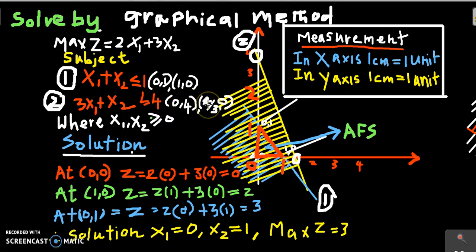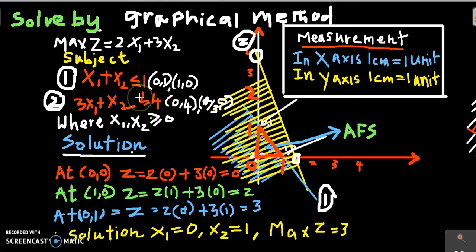With these 2 points, I can draw a straight line on the graph. The first point is 0, 4: 0 on the x-axis, 4 on the y-axis. The second is 1.33 on the x-axis, 0 on the y-axis. So joining these two, we get constraint 2.